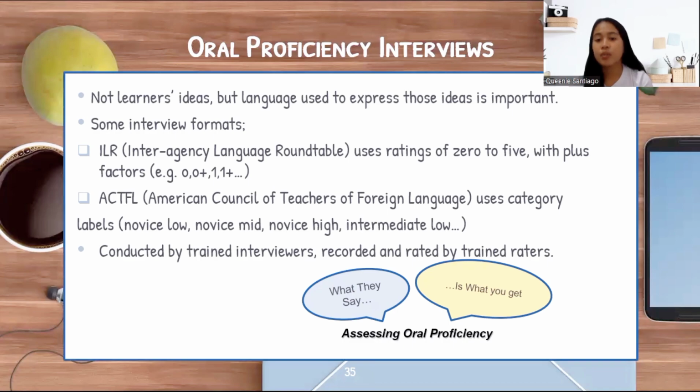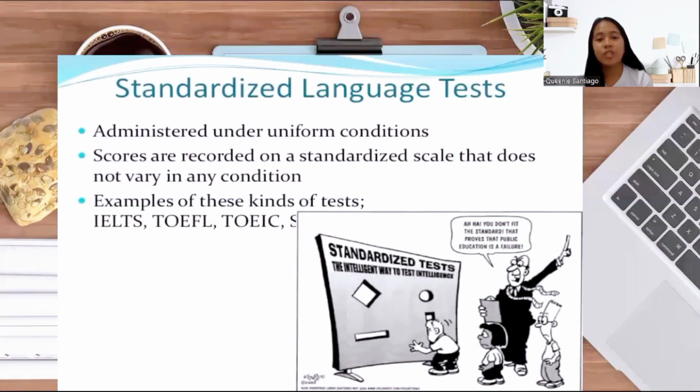What they say is what you get. This is an example of assessing oral proficiency. Standardized language test: administered under uniform conditions. Scores are recorded on a standardized scale that does not vary under any conditions. Examples of these kinds of tests are IELTS, TOEFL, or TOEIC, and many more.